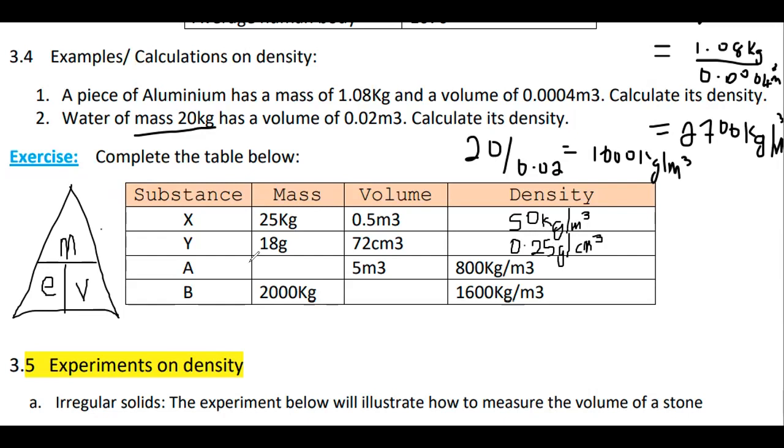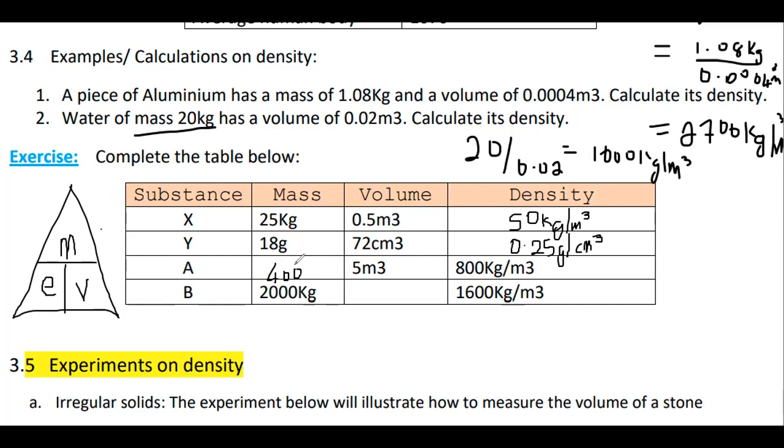Now for substance A, we want its mass. From our triangle here, mass is density times volume, right? Our density is 800 kilograms per cubic meter. Our volume is 5 cubic meters. So our mass will be density times volume. 800 times 5 gives us 4,000.